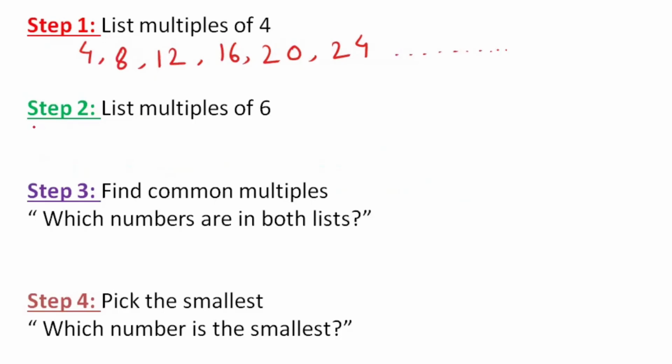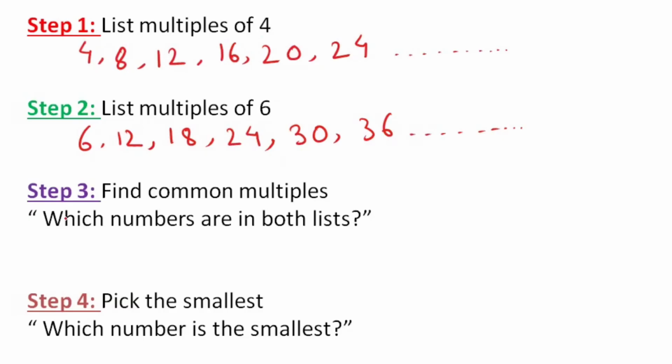Now in step 2, we have to list the multiples of 6. The first bus comes every 4 minutes, that's why we wrote down the multiples of 4. And another bus comes every 6 minutes, so we have to write the multiples of 6. What are the multiples of 6? 6, 12, 18, 24, 30, 36, and it will go on. So these are the multiples of 4 and 6.